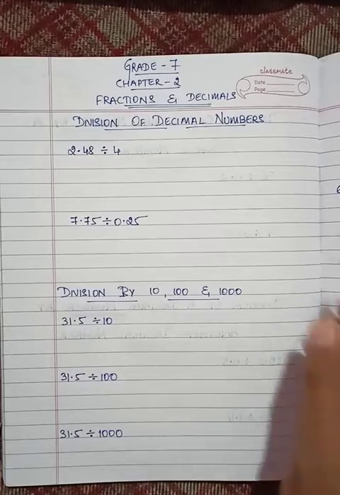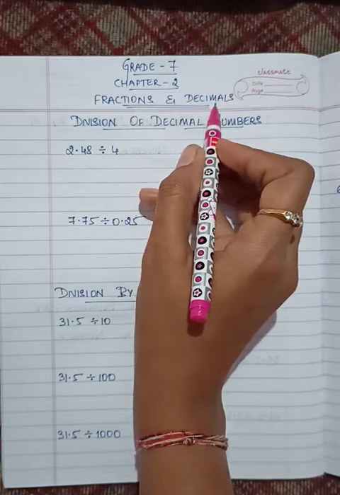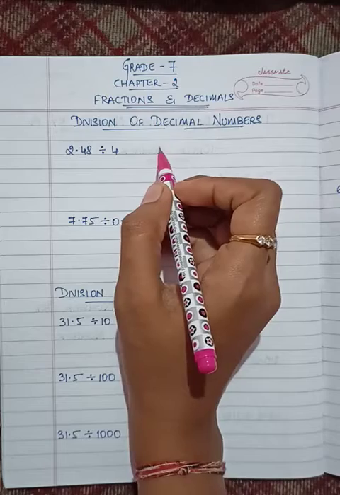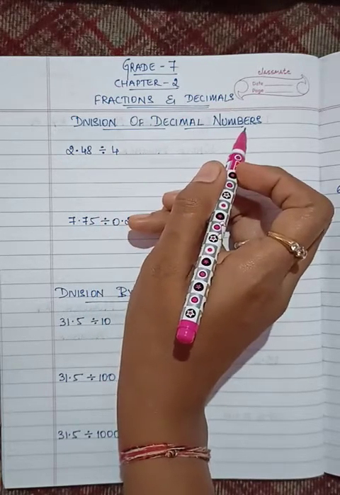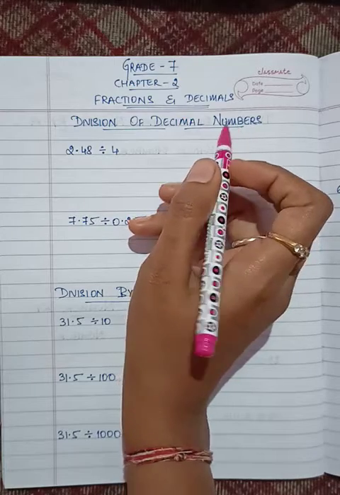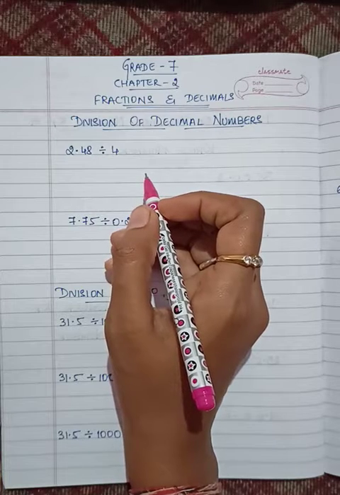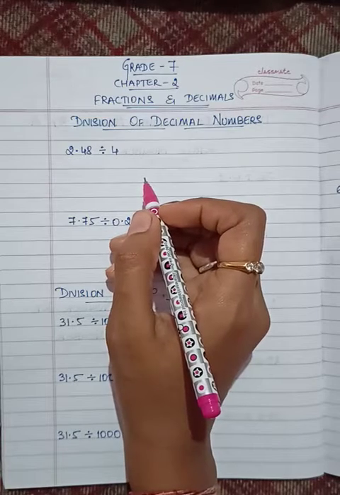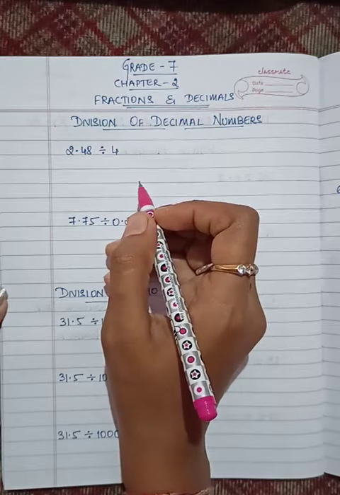Students, we are studying chapter number 2, Fractions and Decimals. In today's class, we shall be studying about division of decimal numbers. In our previous classes, we already studied how to multiply, add and subtract decimal numbers. So now we shall study how to divide decimal numbers.